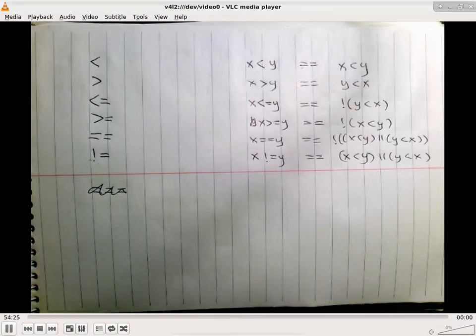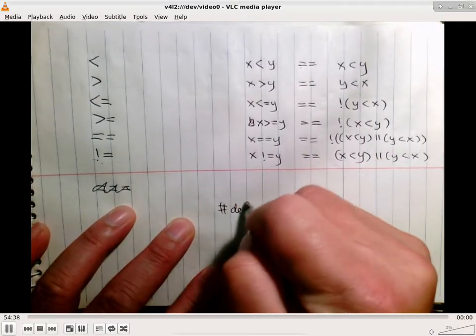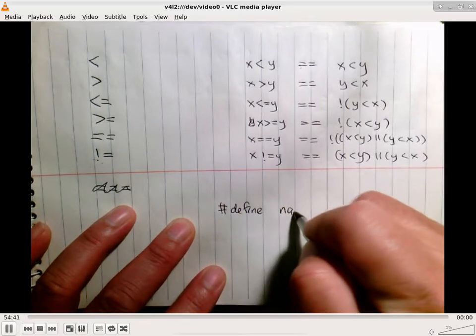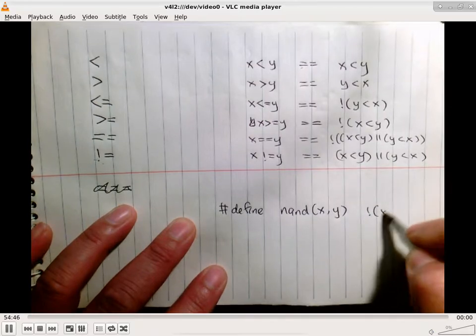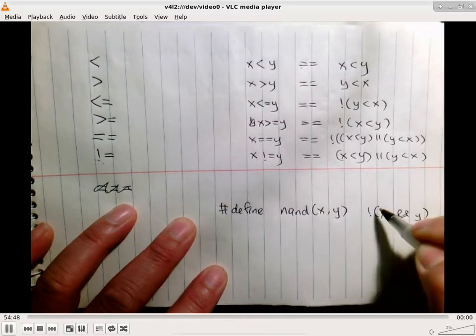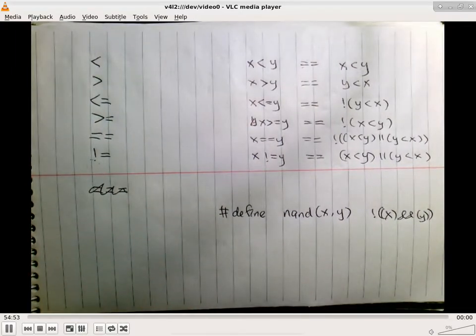Now, of course, if you want to push this to the extreme, you would also do a pound define. I wouldn't use another operator because operator overloading can be a little bit dangerous in this case. But I would do a pound define like this. Okay, pound define NAND x y to be the negation of x and y. Now, in this case, you have to be careful. I would put extra parentheses around x and y, so that the operator associativity and priority doesn't get in the way.